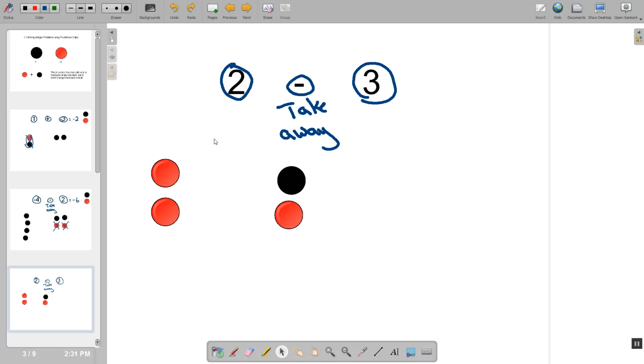So now our board is still equal to positive 2, but we can take away 3 positive chips. So I take away 1, 2, 3 positive chips, and I am left with an answer of negative 1.